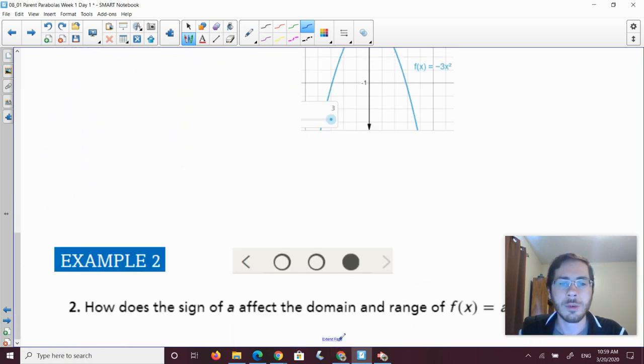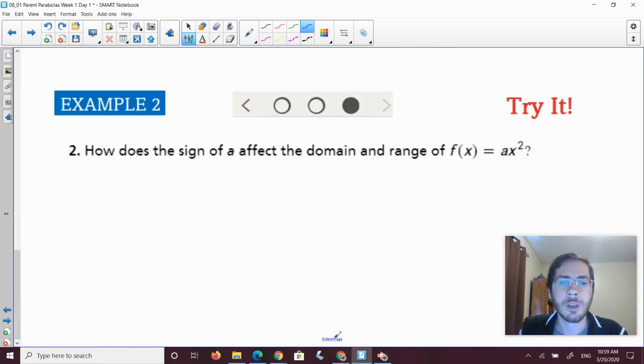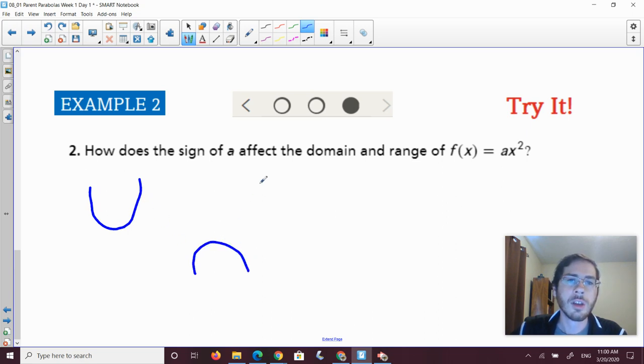So for the try it down here, again, if you want to do it, pause the video and think about it for a little bit. But it asks, how does the sign affect the domain and the range? Well, remember what we did is we went from a nice regular U to an upside down U. So the domain is the x's. That doesn't change because you can see we still go from negative infinity to infinity in both directions. We're still always going to go out in both ways. So the domain stays the same.